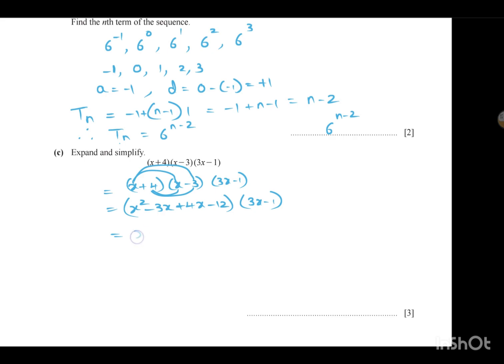Now x square minus 3x plus 4x becomes plus x minus 12. Now we have got 3 terms in the first expression here. Multiply these 3 terms with the 2 terms in the next expression. Like this. X square into 3x is 3x cube.